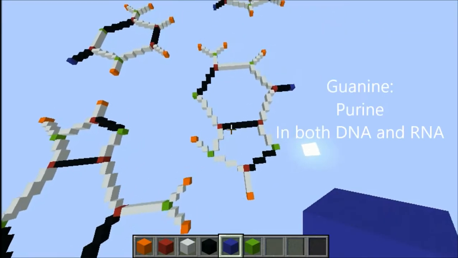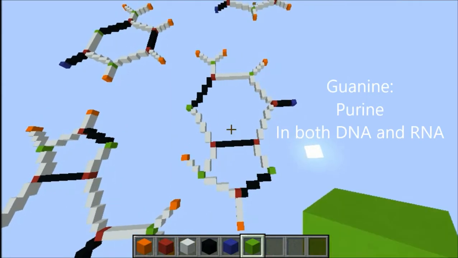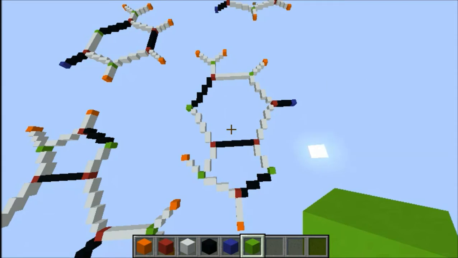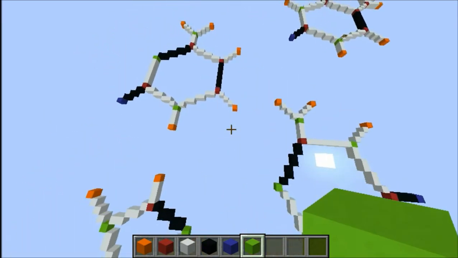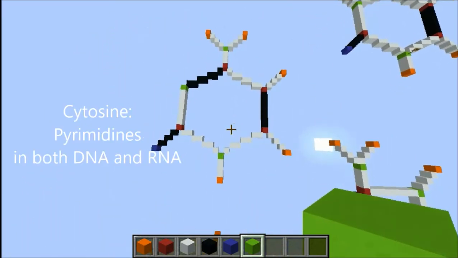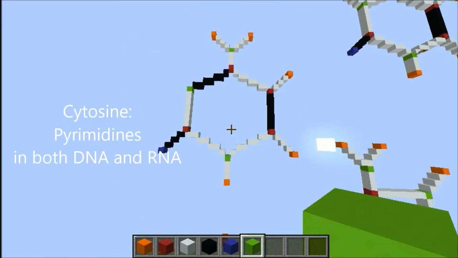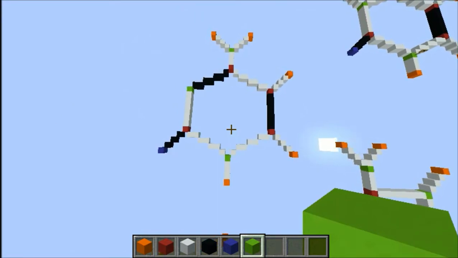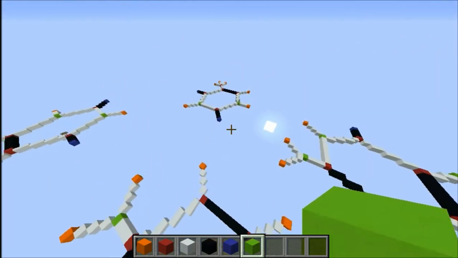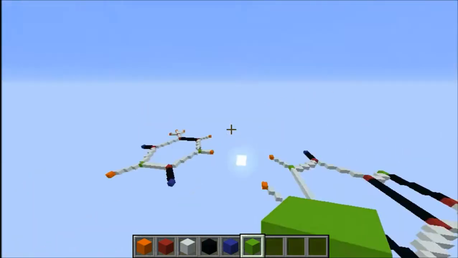Over here we have guanine. Guanine is also a purine because it has two rings, and it is represented as green in our structures. Over here we have cytosine. Cytosine is a pyrimidine, whatever that word is. I'll put it on the screen. Cytosine is a pyrimidine, and it is represented as yellow in our model. It's also in both DNA and RNA, same with this one.